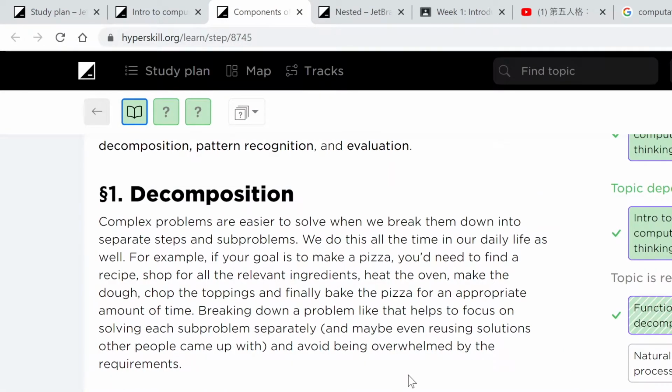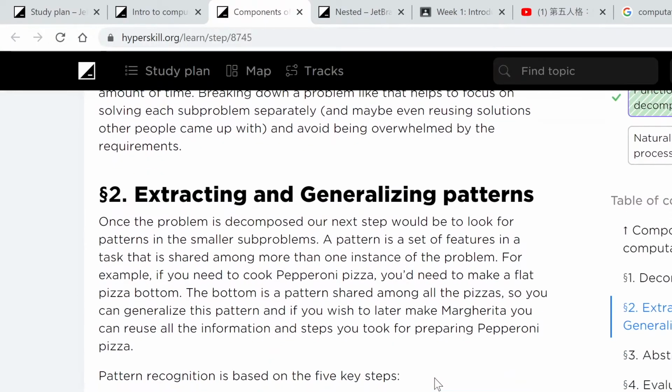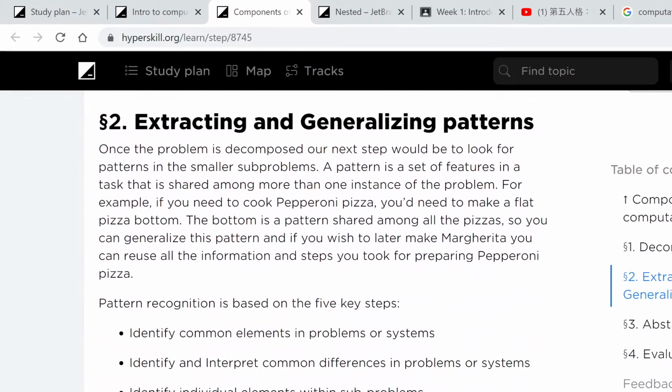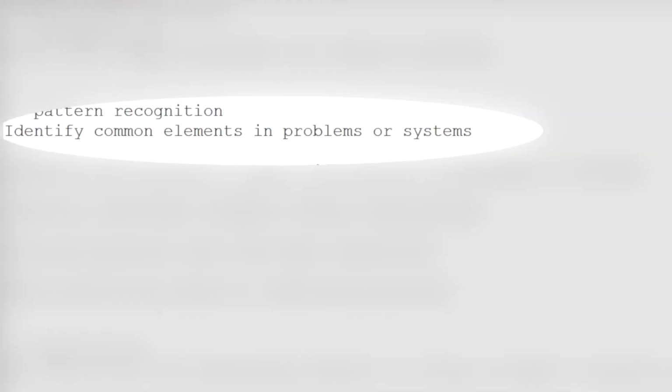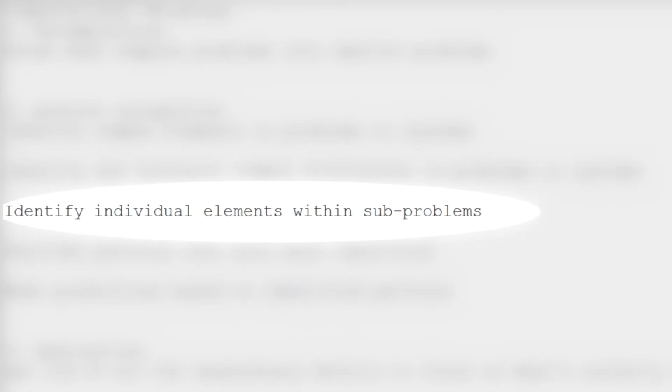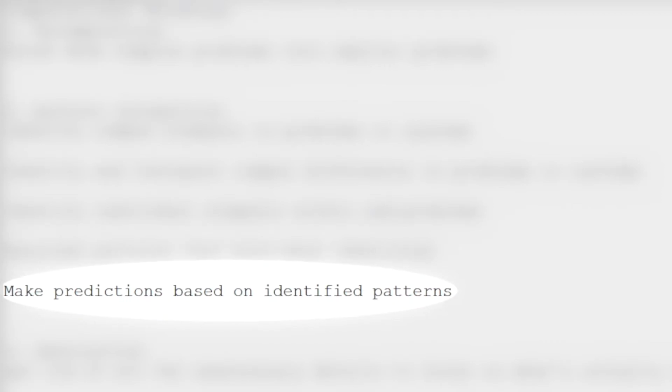Now, for the second part. It's extracting and generalizing patterns, which is pattern recognition. Pattern recognition is based on 5 key steps. Identify common elements in problems or systems. Identify or interpret common differences in problems or systems. Identify individual elements within subproblems, describe patterns that have been identified, and make predictions based on identified patterns.